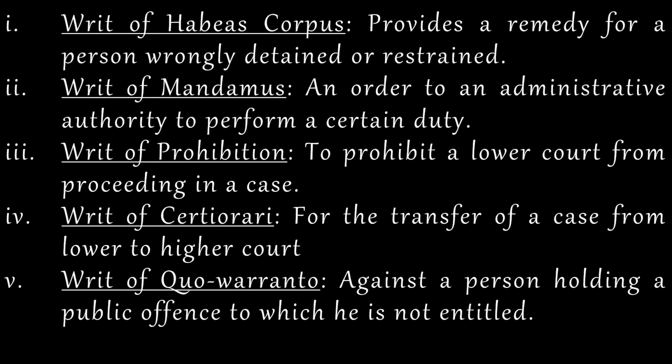Writ of habeas corpus provides a remedy for a person wrongly detained or restrained. Writ of mandamus, an order to an administrative authority to perform a certain duty. Writ of prohibition, to prohibit a lower court from proceeding in a case. Writ of certiorari, for the transfer of a case from lower to higher court. Writ of quo warranto, against a person holding a public office to which he is not entitled.